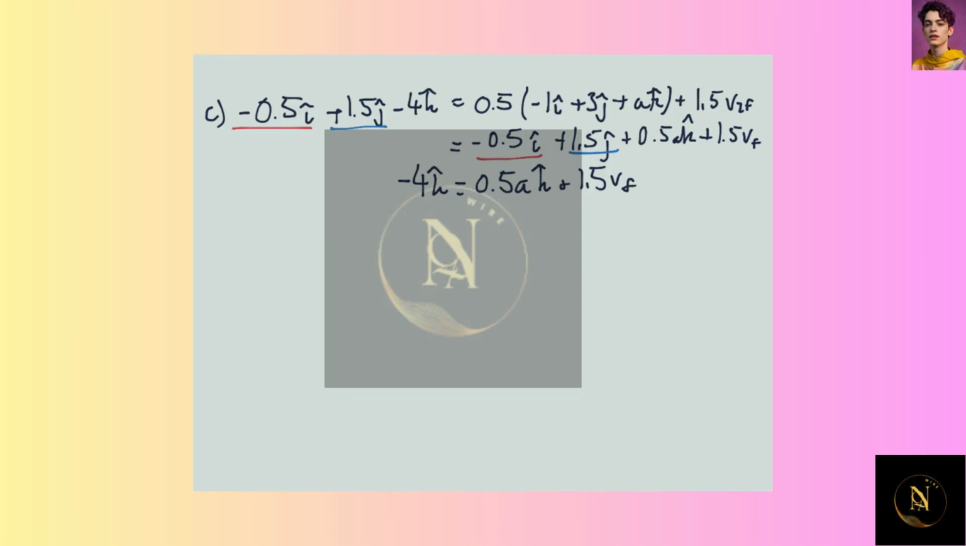I want to find out what A is equal to here, so I can just rearrange that real quick, and knowing that the final velocity has to be going in the k direction, that's going to help me. So I'm going to rearrange this in terms of A: 0.5A is equal to 1.5 VF minus 4. Now I'll divide everything by 0.5.